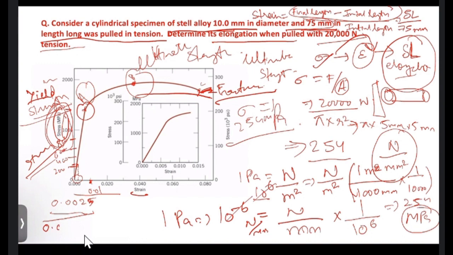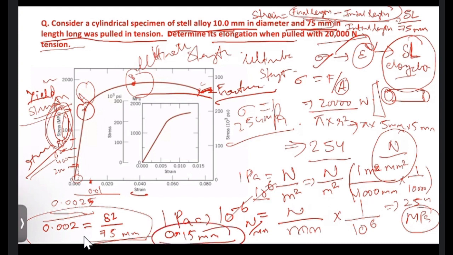Can you find the elongation now? Having this value, 0.02 is equal to delta L divided by 75 millimeter. Tell me the elongation. What is the elongation? How much is the elongation? What is the answer? This is an interactive class, so you should be answering this small question. Tell me the answer. Okay, so the answer is around 0.15 millimeter.